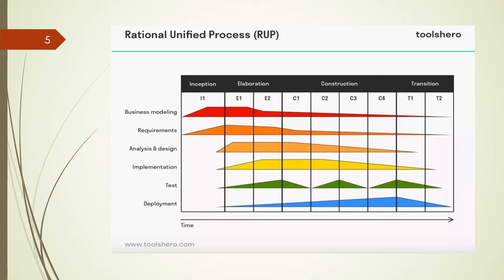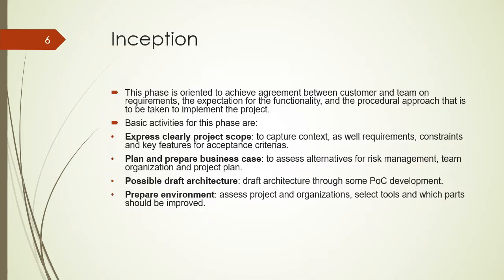Now this is the Rational Unified Process, which shows that all four phases consist of business modeling, requirements, analysis and design, implementation, test and deployment. And it shows how much is done in which of the phases and to what extent.